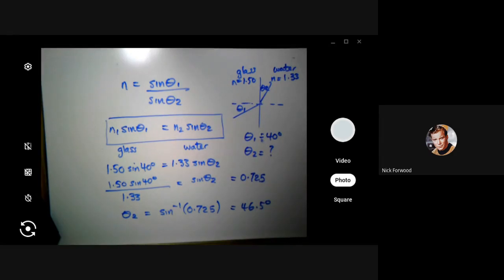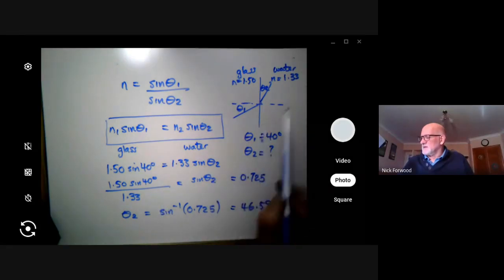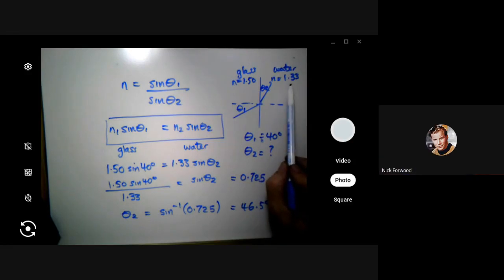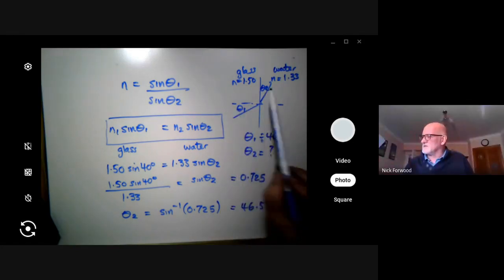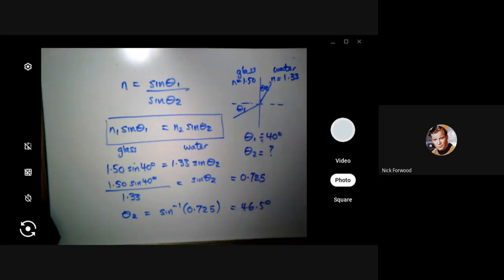Now that seems to make sense because water has a smaller n value. Water is less dense than glass. If you remember, the refractive index number is lower, the material is less dense, and therefore it doesn't bend the ray of light as much. So you'd have a larger angle. Here's your angle, which we already knew was 40, so this angle has definitely got to be bigger. It's 46.5, purely because of the difference between the two refractive indices. Okay, there you go.